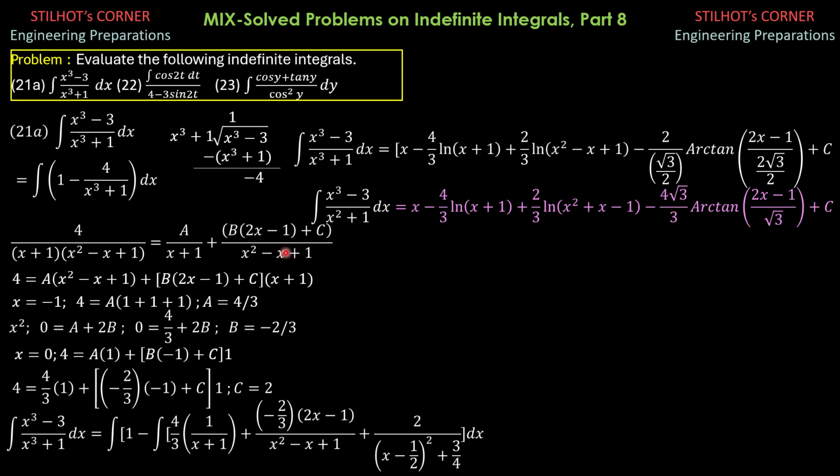So I doubt that this is the original problem. The solution is lengthy, but let's accept the challenge. If you may encounter the same expression, then you will be forced to evaluate the integral in this manner also. Let's proceed to number 22, integral of cosine 2t dt over 4 minus 3 sine of 2t.